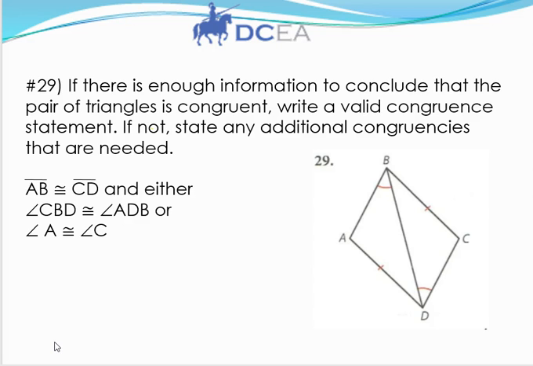Number 29. If there's enough information to conclude that the pair of triangles is congruent, write a valid congruent statement. If not, state any additional congruencies that are needed. Well, we don't have all the congruencies here. Actually, we have a set of lines here that are congruent. They're both sharing this line, so that means it has to be congruent. That's the reflexive property. And we also have two sets of segments here that are congruent. And we have one set of angles that we show. So we have to prove some other ones.